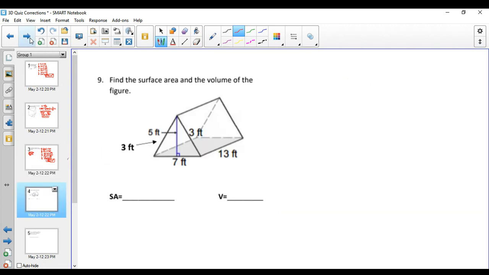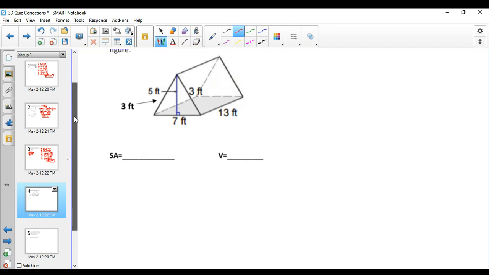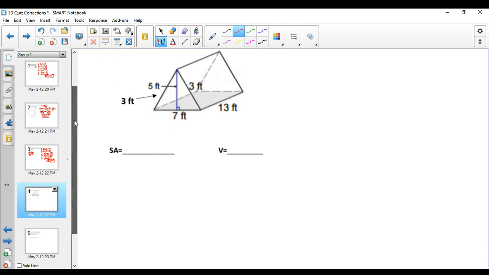Okay, next is number 9. So this is technically a two-part question. It says find the surface area and volume. So let's start with the surface area. That would be the area of all 5 faces, and then adding them together at the end. I always like to start with the 2 triangular faces that are congruent.